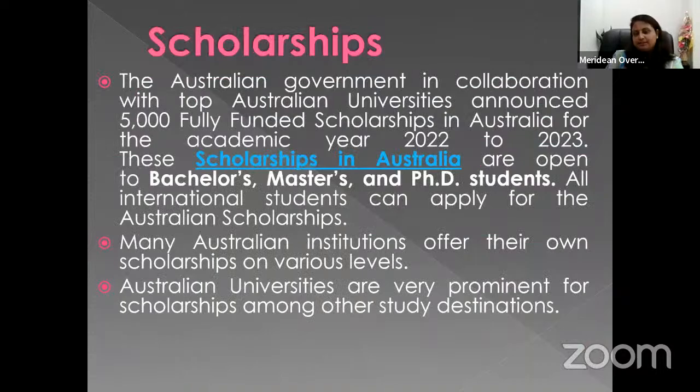The best part, scholarships. So as I told you, Australian universities are very, very well known for the scholarships. And the best part is that you can get your scholarship when your application gets assessed. So you no need to apply separately for scholarships. Another thing is that the Australian government and universities both are helping international students to get scholarships. So you will be getting scholarships at the levels of bachelor's, master's or PhD.